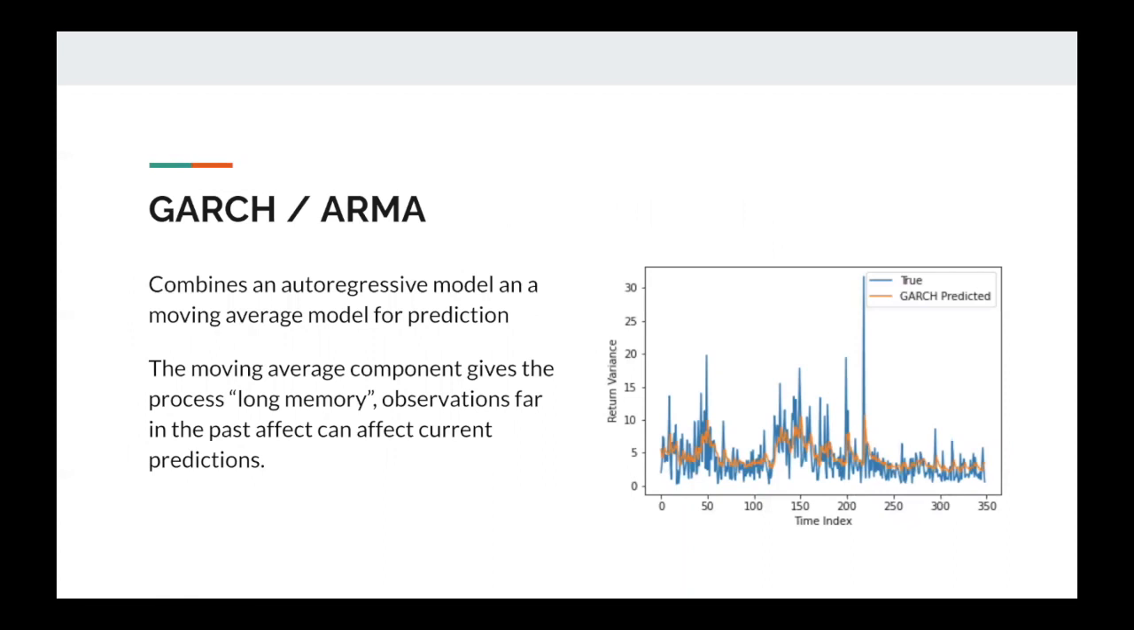So GARCH, or the ARMA model, is very similar to an autoregressive model. But in addition to the autoregressive component, it has something called a moving average component. And the moving average component really just uses forecasting errors from previous periods as a predictor in the current period. And that gives the model sort of like a long-term memory. Observations from long in the past will influence what the moving average component is in the current period. And that tends to improve fit quite substantially.